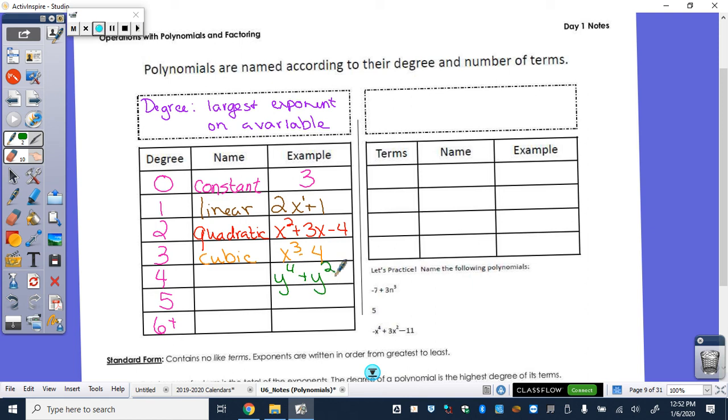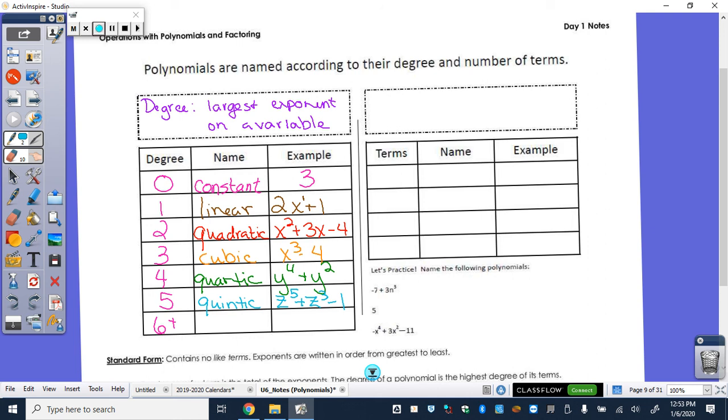Fourth degree means the largest exponent is a 4, and I changed the variable up this time because it doesn't matter what variable it is. So that's known as a quartic. Fourth degrees are quartics. So z to the fifth plus z to the third minus 1, that's an example of a fifth degree because our largest exponent is 5. That's a quintic.